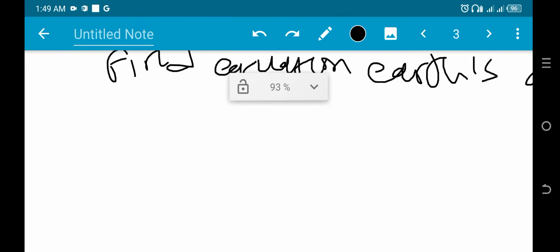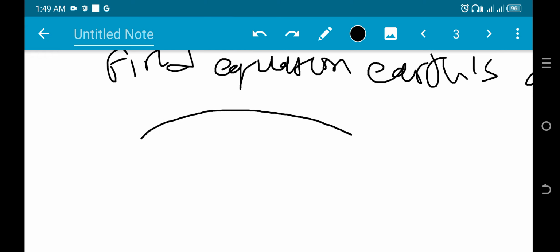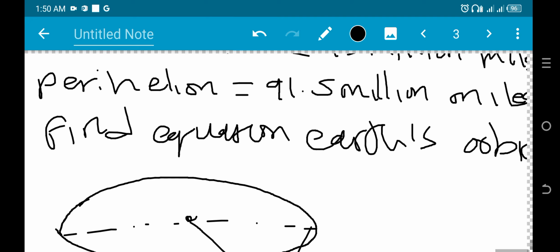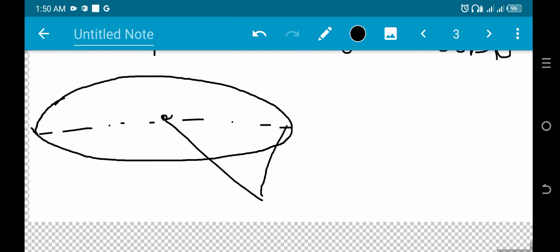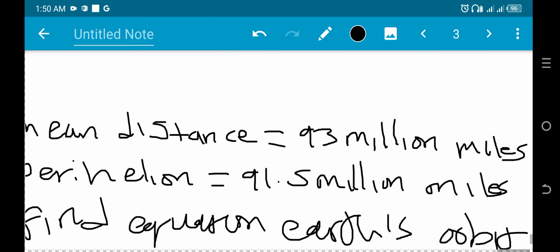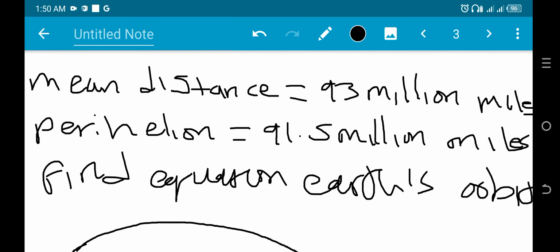So what can you do when you are given this scenario? The best thing is to draw. So we'll draw what we have, and we'll say that to the center we have this mean distance. So this distance here, that's the mean distance, which was 93. And they told us that the perihelion is 91.5 million.